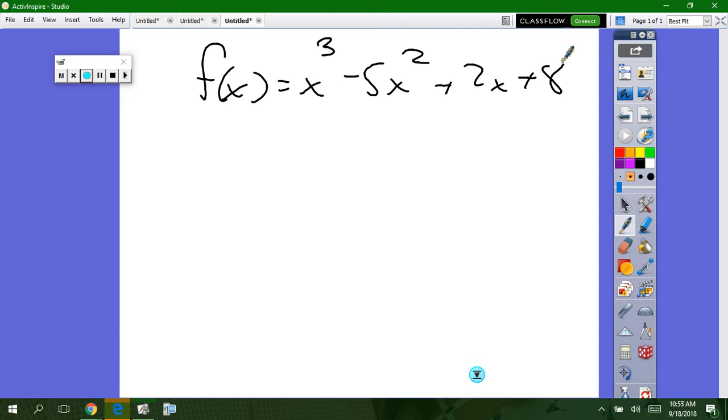Let me explain this. How many zeros should there be here? 3, right? Why do we have 3? Because the degree is the third power, correct?